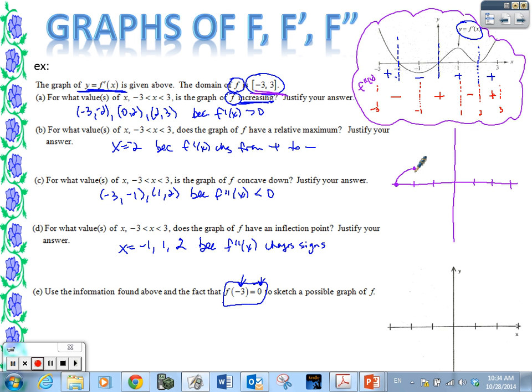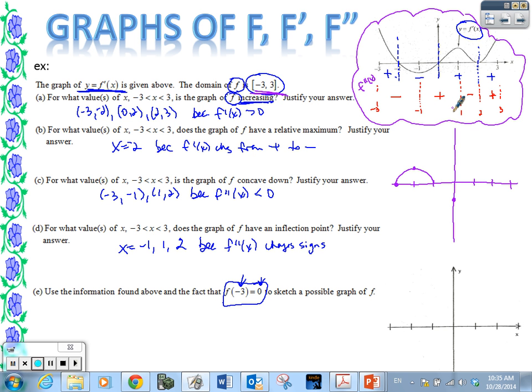So now I start decreasing. It looks like we have a minimum here, right? We go from negative to positive. So there's a minimum at 0. I'll just put it right there. It just needs to be lower than the others. Alright, so I'm decreasing from -2 to 0, but let's look at our concavity so we don't get that mixed up. I'm concave down till I hit -1. That's concave down, right? And from -1 to 0, I'm concave up.